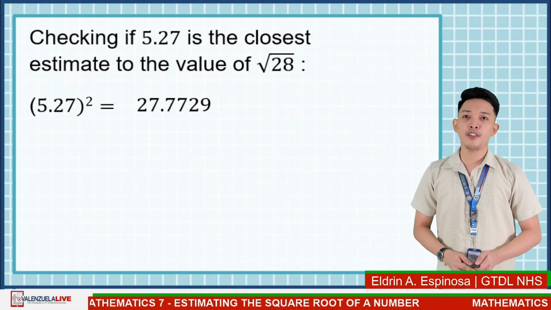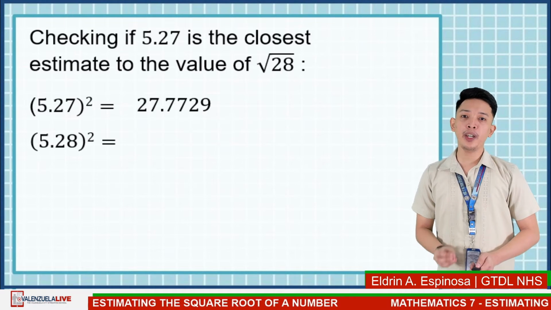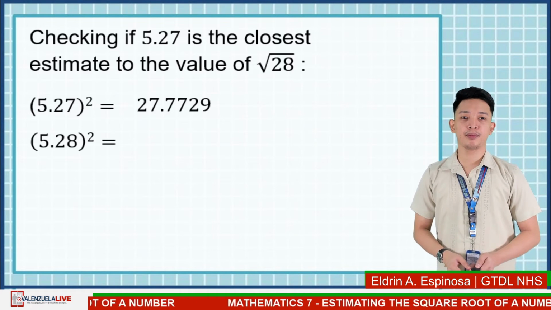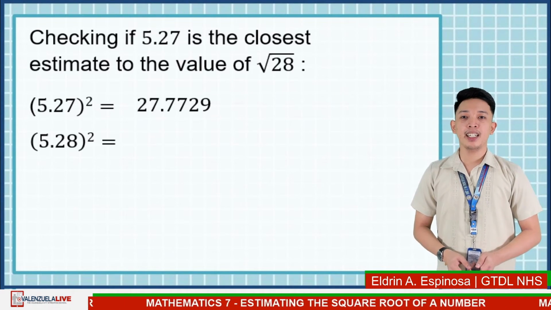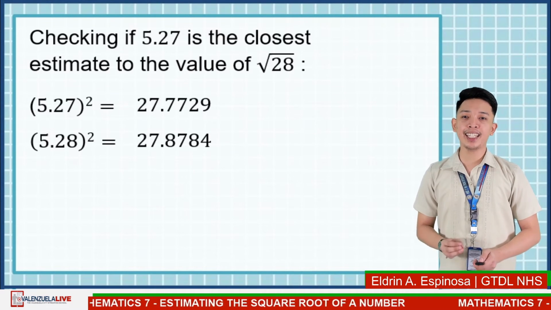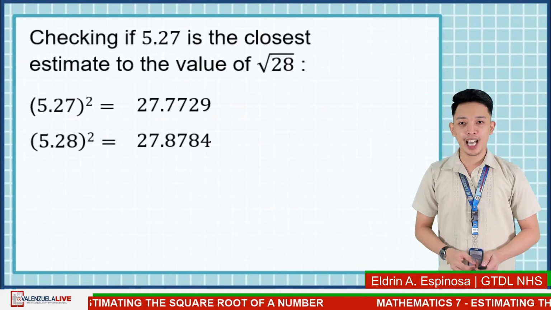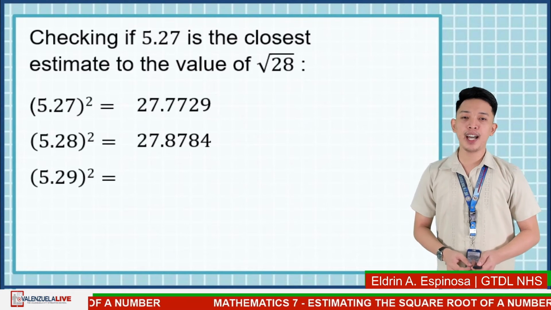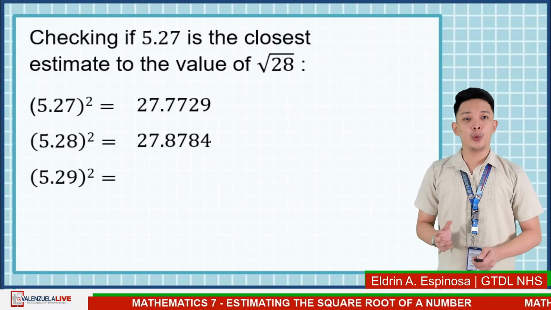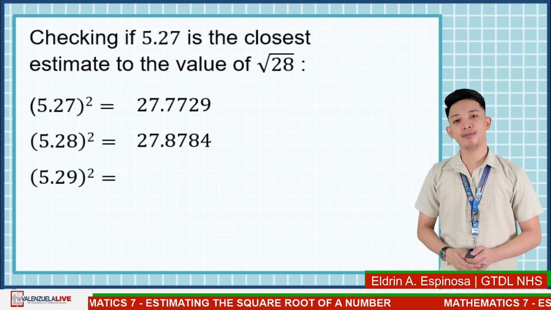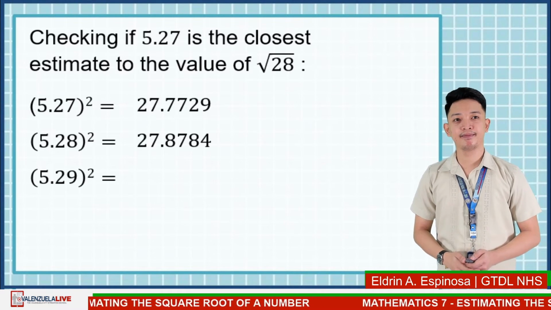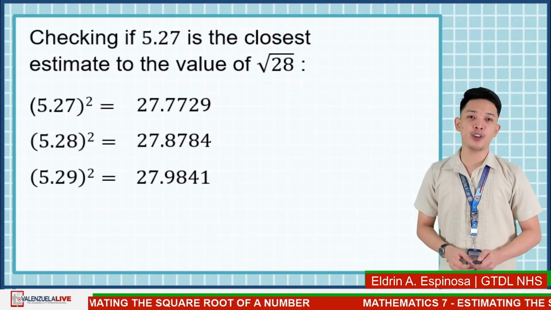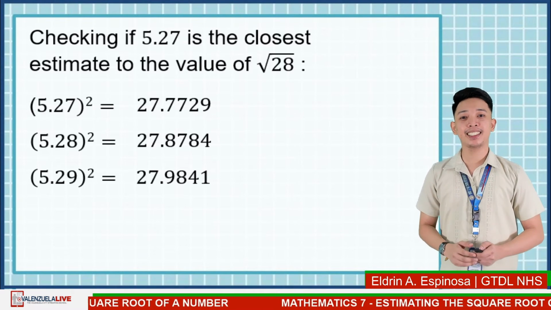Let's take another one. What about 5 and 28 hundredths? What is its square? All right. It's 27 and 8,784 10,000ths. Let's try another one. What about the square of 5 and 29 hundredths? Will you try to solve this one? Were you able to get 27 and 9,841 10,000ths? If yes, then you're doing great.